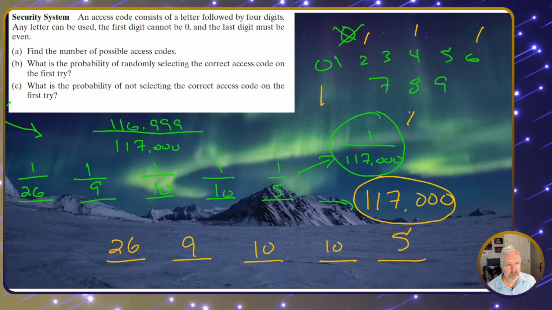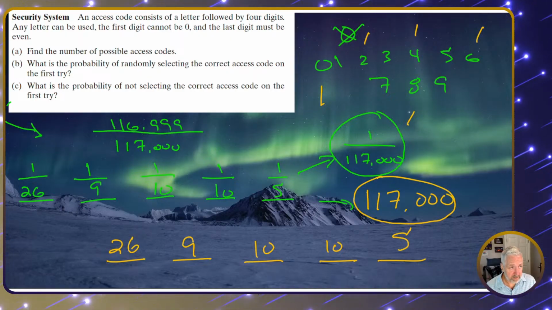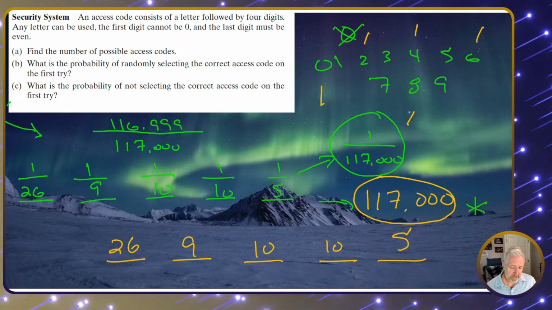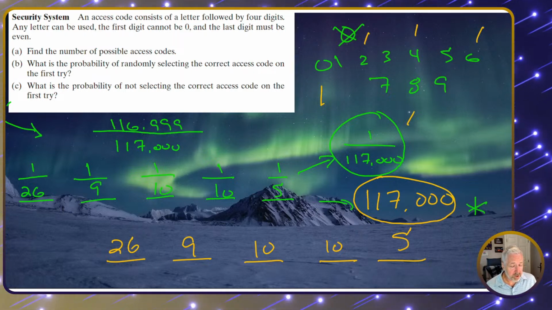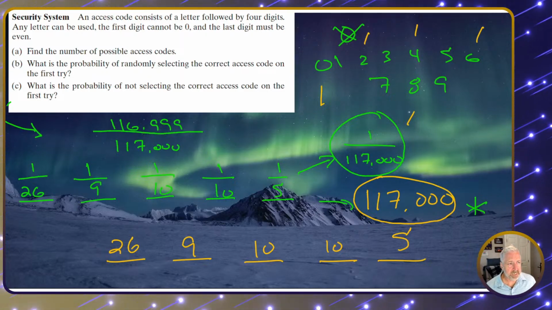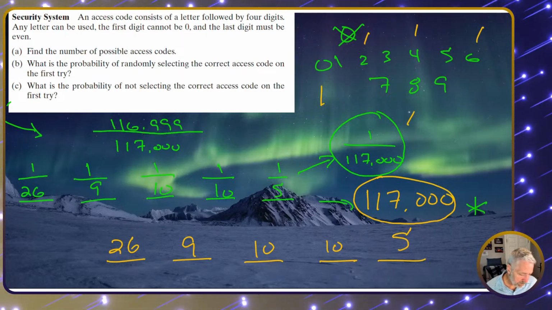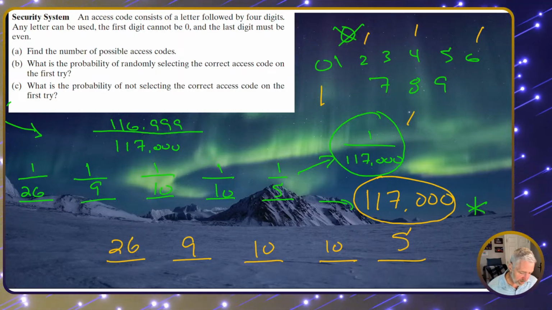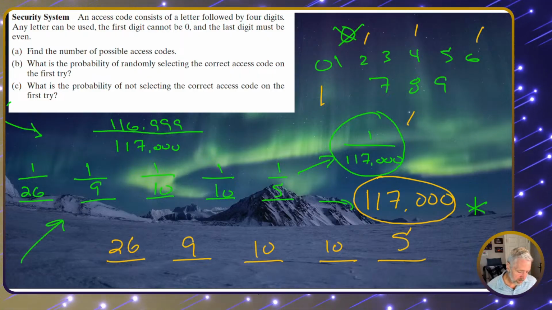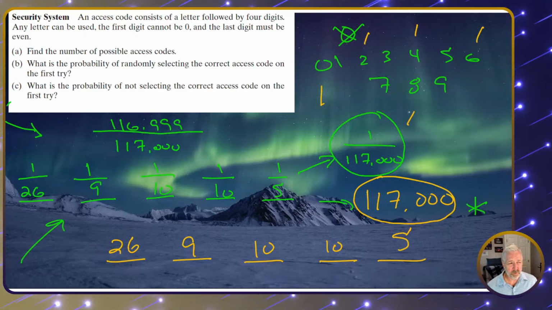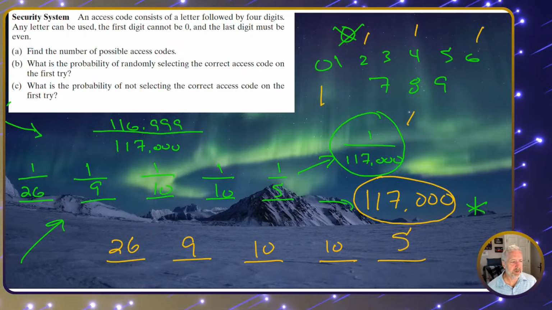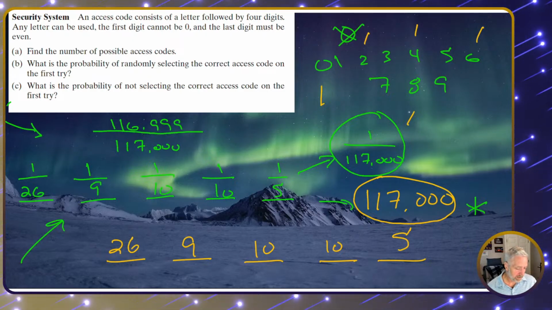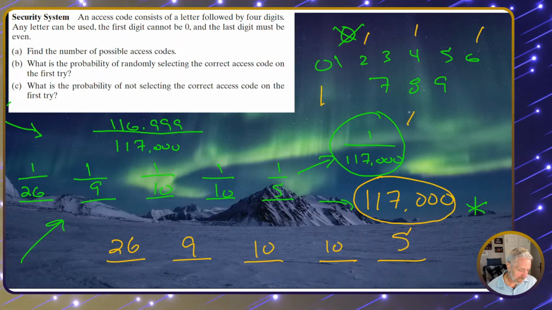Okay. Not too bad on this. So the first thing we did was find the total number of possible access codes. We found that to be 117,000. We followed the constraints. I even went back and double checked, pretended I was taking the test to make sure I didn't miss something. What is the probability of randomly selecting the correct access code on the first try? I got that in green right here. 1/26th, the probability of getting that one letter correct if you're choosing it randomly. 1/9, getting the one digit correct if you're choosing it randomly. And so on, gives you 1/117,000.